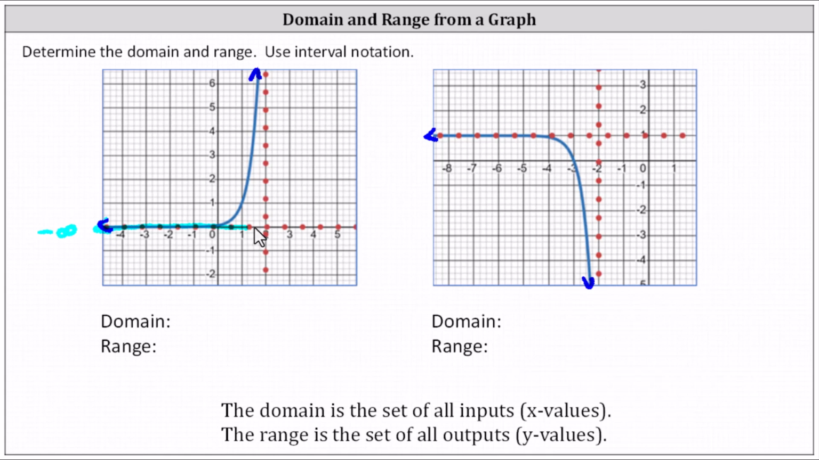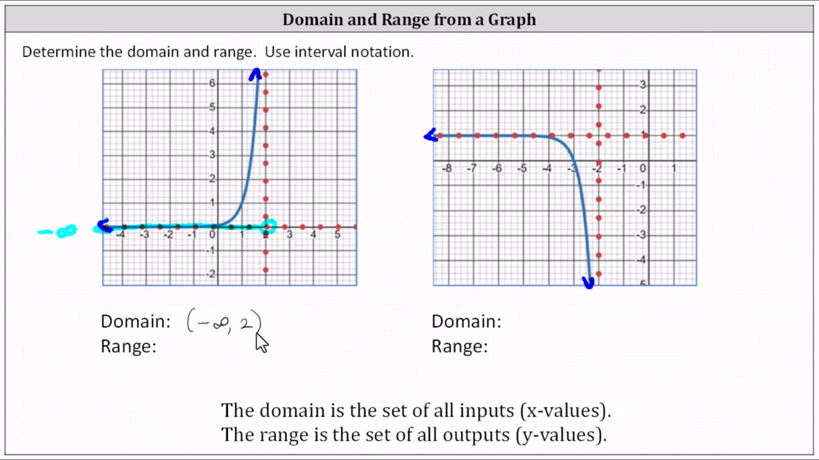The graph never touches the vertical asymptote, and therefore x equals 2 is not in the domain. We make an open point at x equals 2. This indicates the domain is the open interval from negative infinity to positive 2.